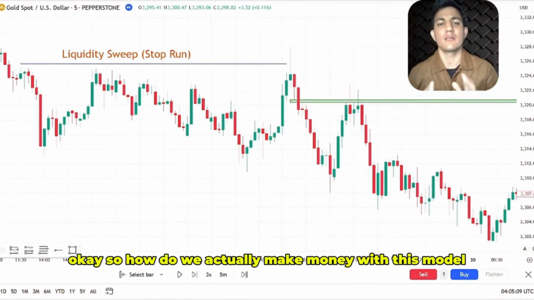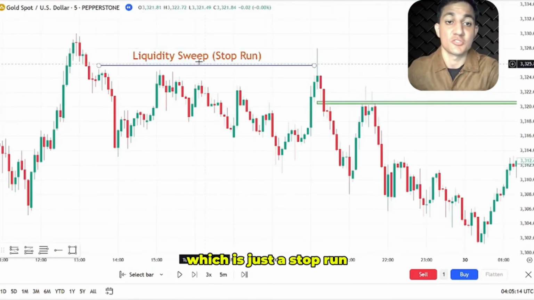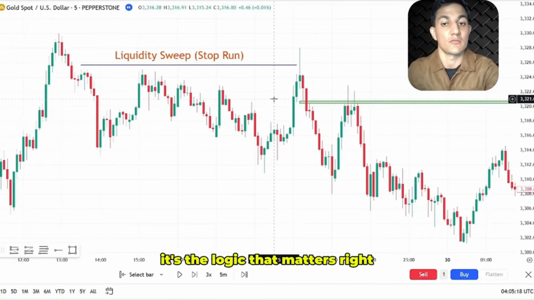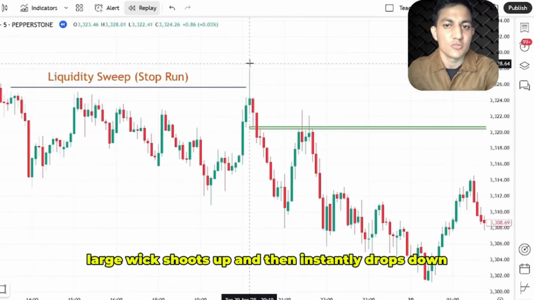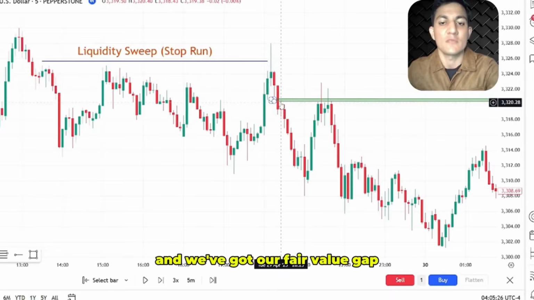Okay, so how do we actually make money with this model? It's the only thing we care about. So we've got our liquidity sweep, which is just a stop run, so don't let the terminology confuse you. It's the logic that matters, right? And just look at this. Look how obvious this is. Look at this large wick, shoots up, and then instantly drops down, right? Clear, obvious liquidity sweep, and we've got our fair value gap.